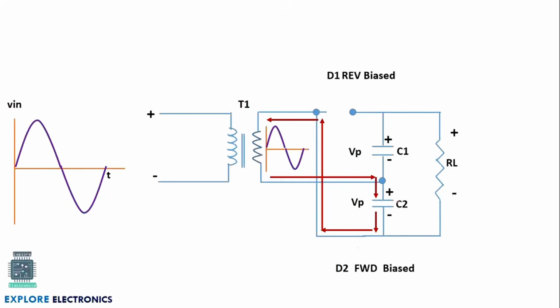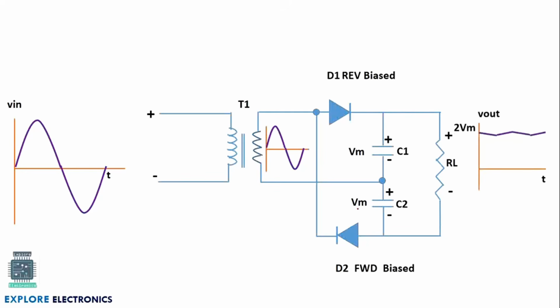The voltage available across C2 now is Vp. So C1 is also charged to Vp, C2 is also charged to Vp. So if we measure the voltage across this RL, it will be 2 times Vm, or if we take this as Vp, it is 2 times Vp. That voltage is the available voltage here. This is the peak voltage, we can treat it as Vm. So 2Vm is the output across RL, which means the voltage is doubled.